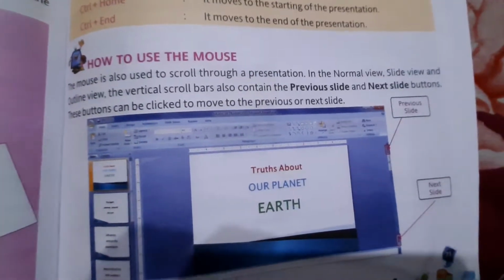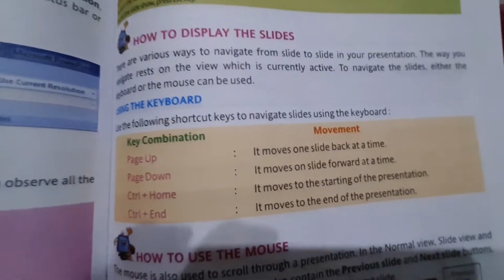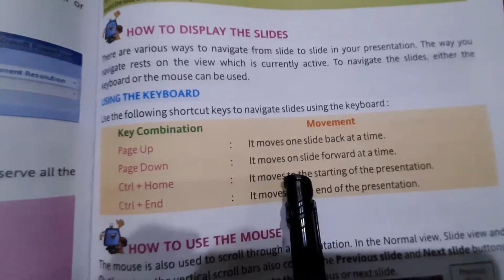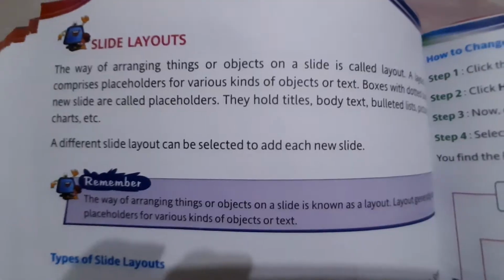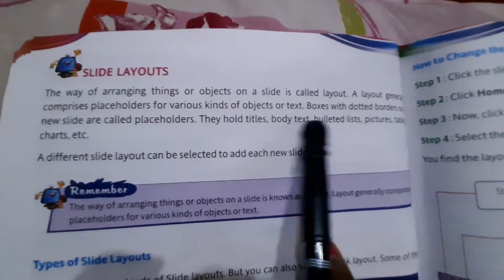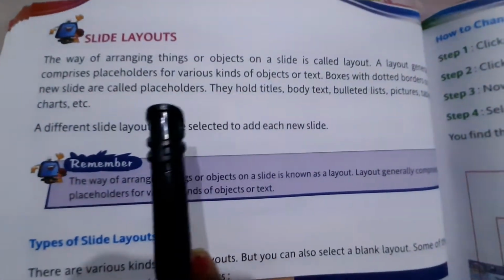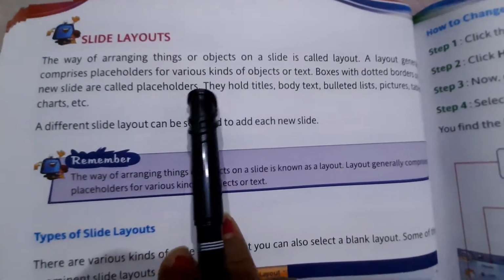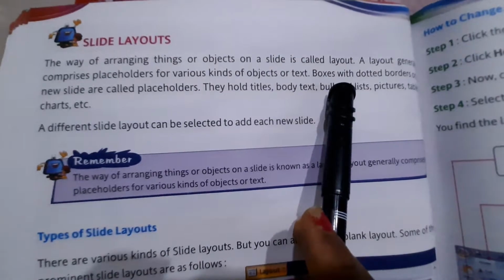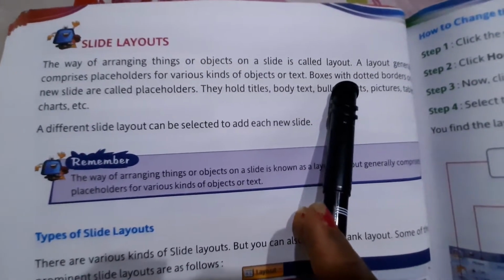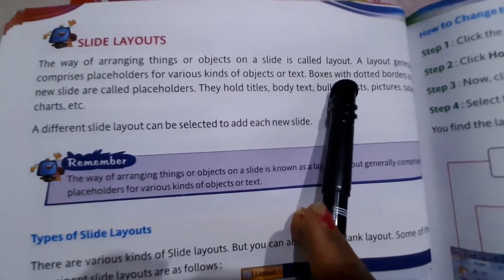Just like in the previous topic, we have studied how we can use keyboard combinations, similarly, we can use the mouse as well. Now, slide layout. I'm on page number 72. The way of arranging things or objects on a slide is called layout. Layout is how you can arrange things and objects on a slide.